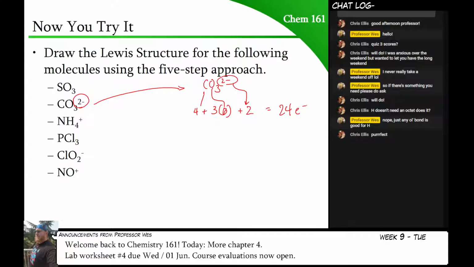Likewise, for NH4+, to make something positively charged, you need to remove an electron. So you would deduct an electron from your total for NH4. And then you'd follow all the remaining steps as normal. So go ahead and draw the structures for SO3, CO3 2-, NH4+, PCl3, ClO2-, and NO+.